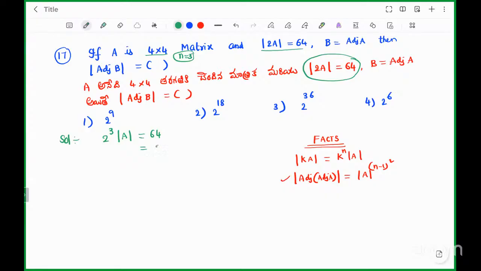64 is 2 power 6. So det A equals 2 power 6 by 2 cube. So you may have one doubt: why should we write it as a power of 2? Because all the options are powers of 2. That's why I have written det A in terms of 2 cube.